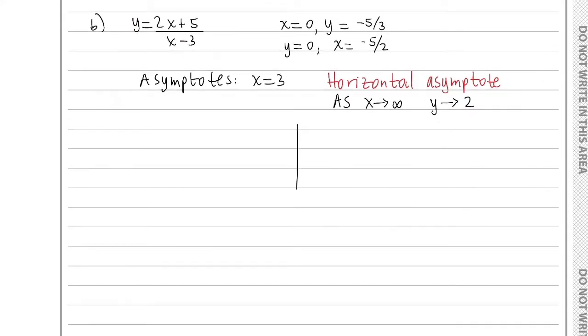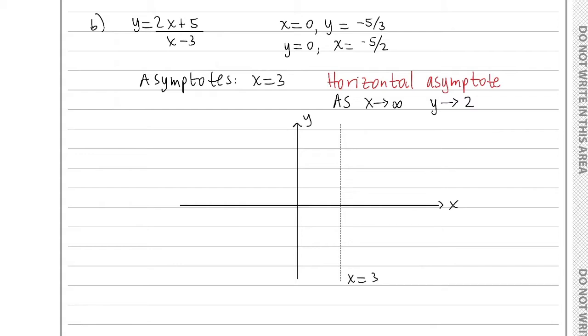So the y-axis, the x-axis, we will just draw the asymptotes at x is 3 and y is 2. We know that we are cutting through the y-axis at a negative place and the x-axis at a negative place. So this would look like this.